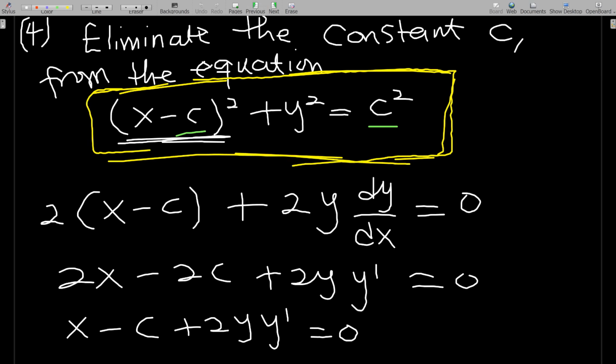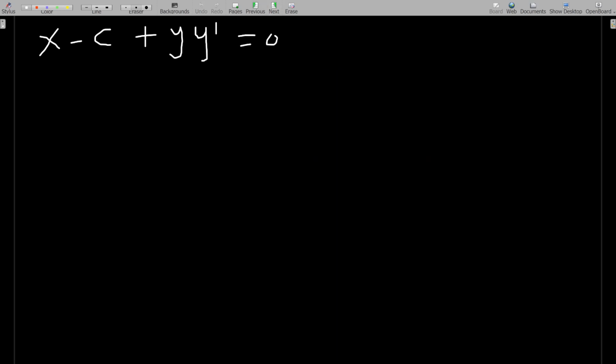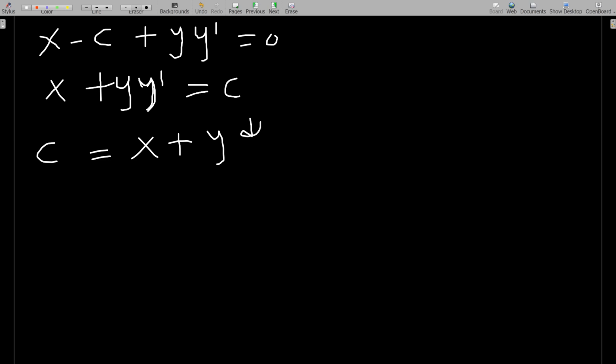I think, yeah, divided through by 2, so here this 2 should go. I hope I'm doing the correct thing. So I'll have my c to be equal to what? If I send c to the right side of the equation, I'll have x plus y prime should be equal to c. So in all, c is equal to x plus y prime, which is dy/dx.